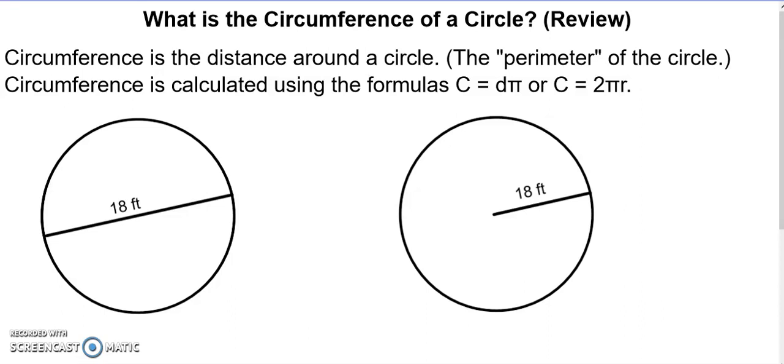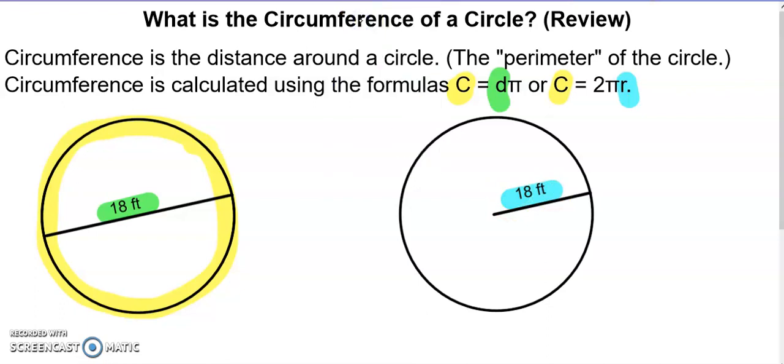Remember, circumference is the distance around a circle. It's the perimeter. So we can calculate circumference two ways. We can say circumference is diameter times pi, or we can say circumference is 2 times pi times the radius. So circumference in both cases is the distance around the circle. Well, I'm going to use the formula whichever I know. So diameter would be this distance and radius is going to be this distance.